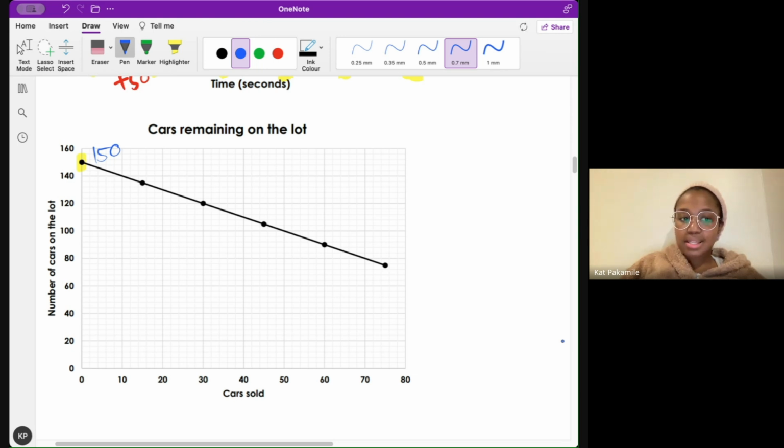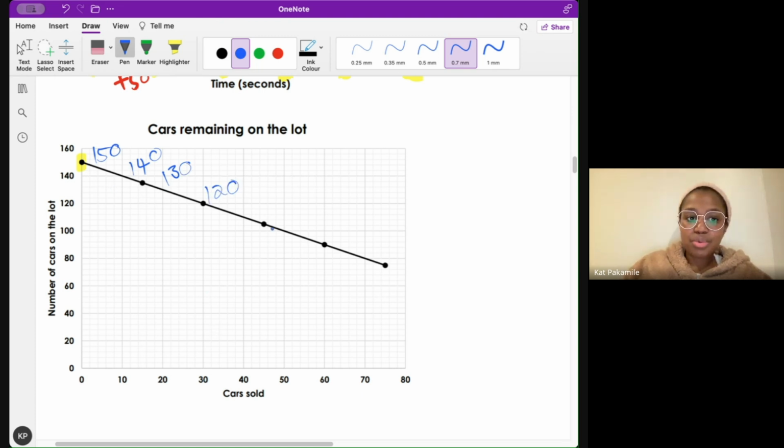Nice. Why do you guys say it's a linear graph? It is a very straight line. That's true. Now, for people who might not be sure, let's check. From 0 to 10, we started off with 150, and after 10 cars were sold, it looks like we're at, excuse me, 140 cars. When 20 cars were sold, it looks like we're at 130. When 30 cars were sold, we're down to 120.